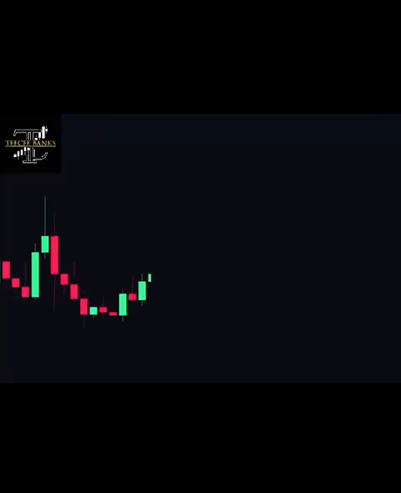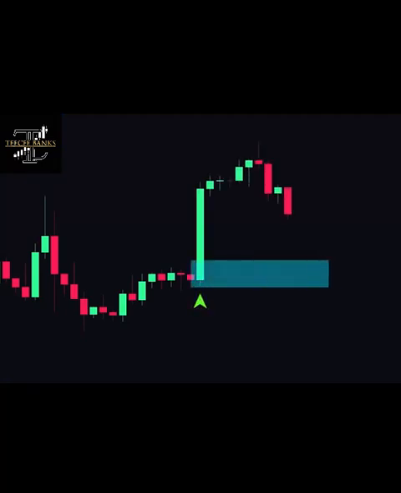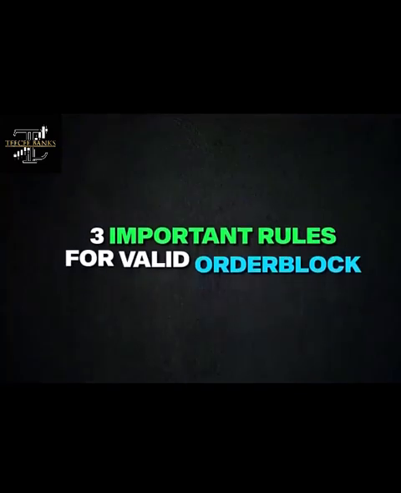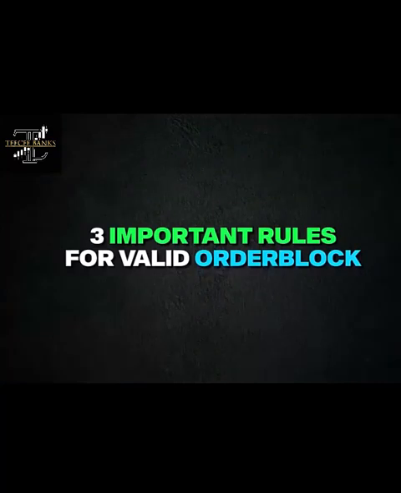Remember, in our very first example, I mentioned that if the price moves significantly from a point, we could draw an order block. Well, it's not quite that simple. A significant price move doesn't automatically mean that an order block is present. There are specific rules that determine whether an order block is valid. So here are the 3 important rules for a valid order block. These are crucial, as you won't be able to trade the strategy if you don't get these down.